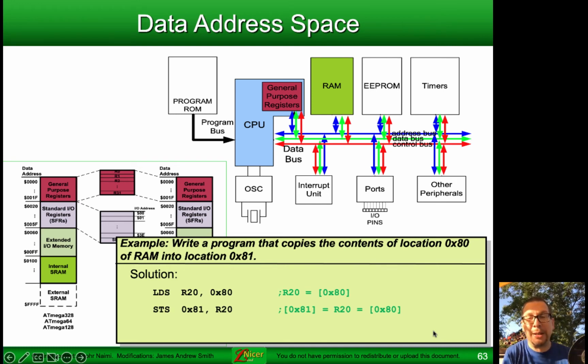Okay, so I say LDS R20, comma 0x80. So I'm saying I have a value inside of location 80, and I want to place it in register R20. Then I do STS. So I'm going to copy, in effect, the contents of R20, and place it into the memory location desired. So STS 0x81, that's the receiving location, comma R20. So whatever was in memory location 80 goes into R20, then from R20 it goes into 81.